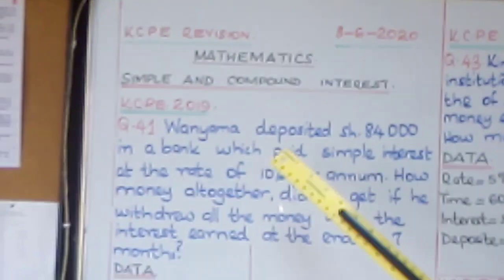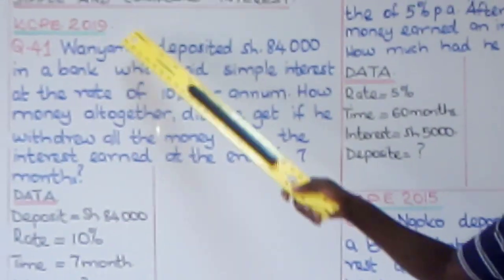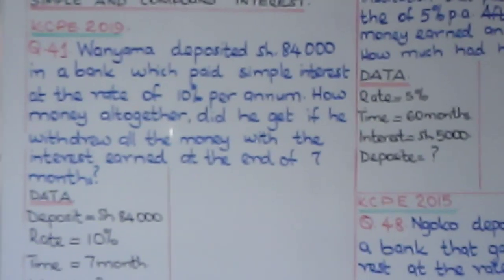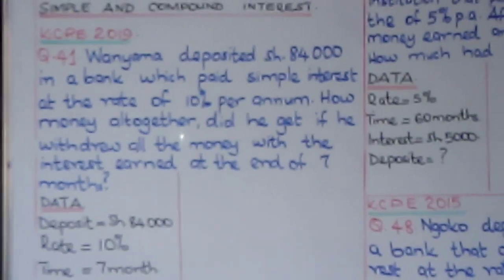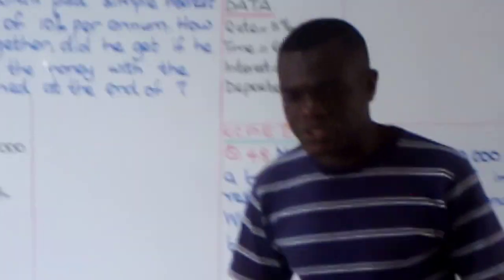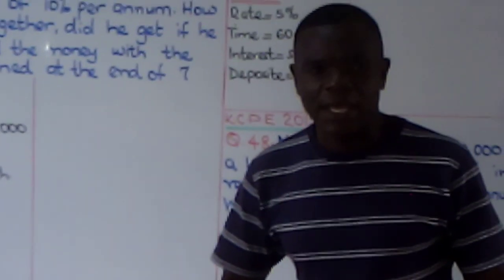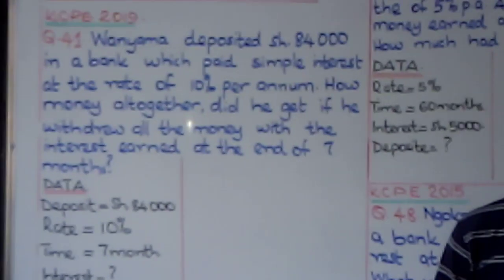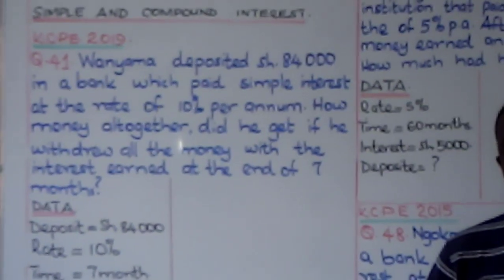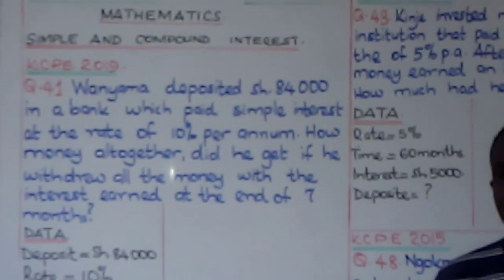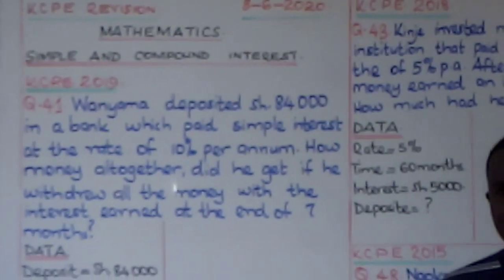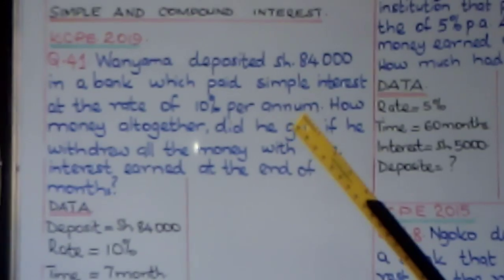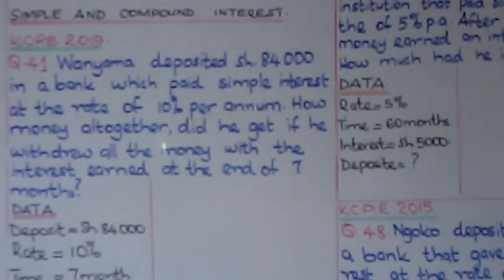On question 41, year 2019, question 41. Victor Minor, please help us read that question eloquently as the others listen. Let us read after Victor Minor.